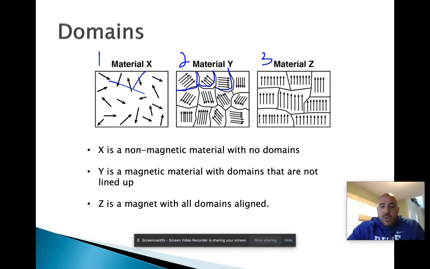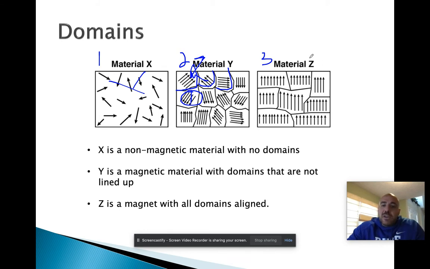Y would be magnetic, but the domains are not lined up. In other words, not all of them point in the same direction as the other one. So this points this way, this points the opposite way, some point down. So these do have domains, little boxes or areas where all the arrows point in one direction, but the arrows of other domains point different directions. Still a magnet, but a little different when we talk about the domains.